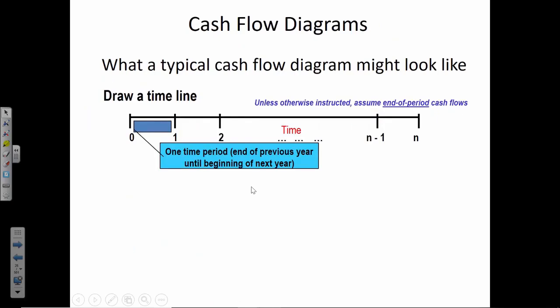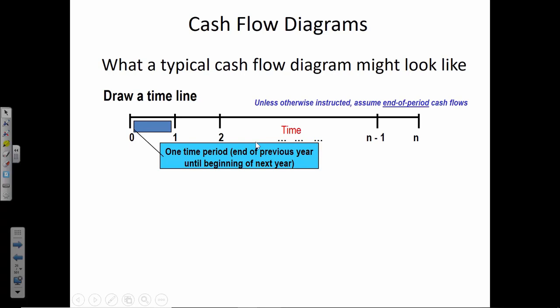A couple other points that I'd like to make. First of all, time can be a little bit confusing for people because the end of year one is right here where the line is that says 1. So this is the first year. The first year starts at 0 and goes to the number 1.